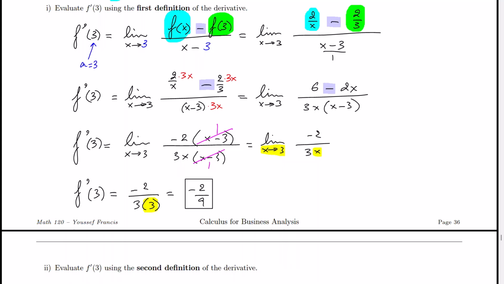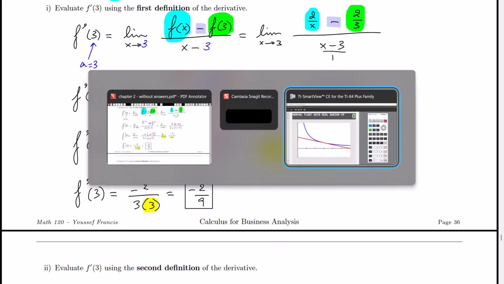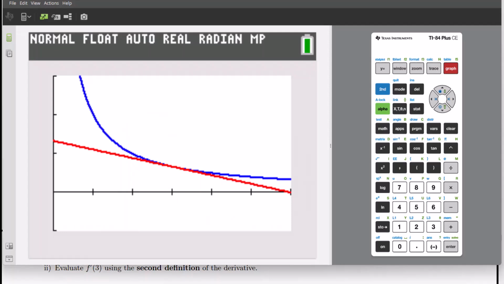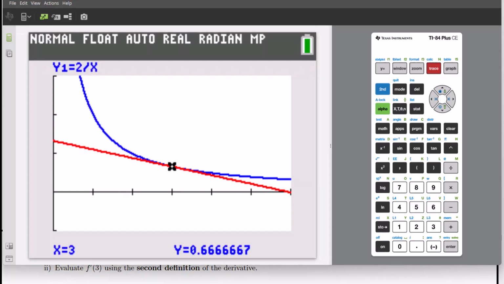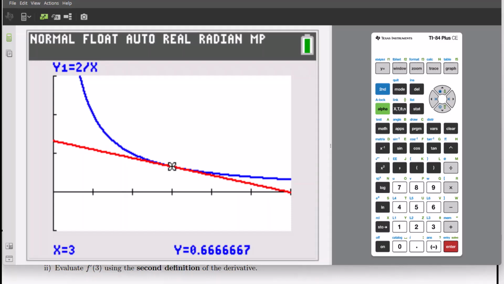To help you understand what's going on with this whole thing, I'm going to graph the function on my calculator. The blue graph is the graph of the function that we're given. And the red line is the tangent line when x equals 3. Let me just type in 3 here so you can see what we're looking at. This is the function 2 over x, and at that location, the y-coordinate is 0.66 and so on and so forth.